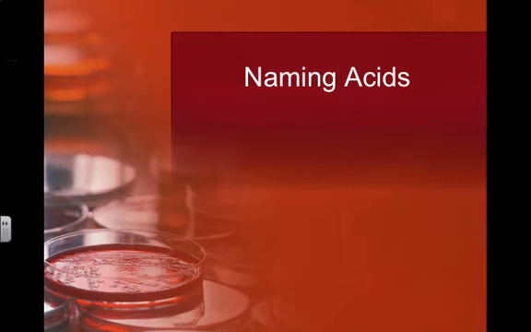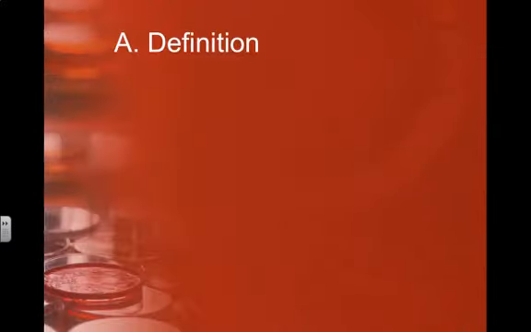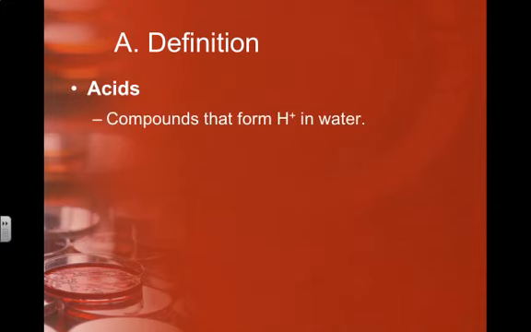Alright, so last time we talked about covalent compounds and naming and writing formulas for those. Now we're going to talk about acids. Acids are a special type of covalent compound, and they will always begin with hydrogen. It's not that they have hydrogen in it, it's that they begin with hydrogen. Acids are compounds that will form hydrogen ions in water.